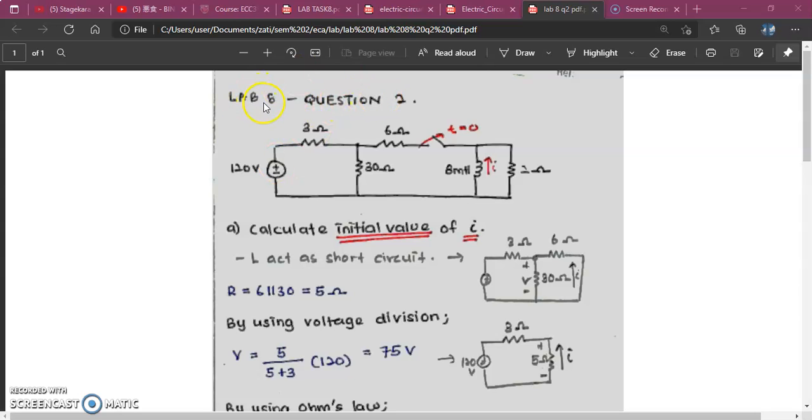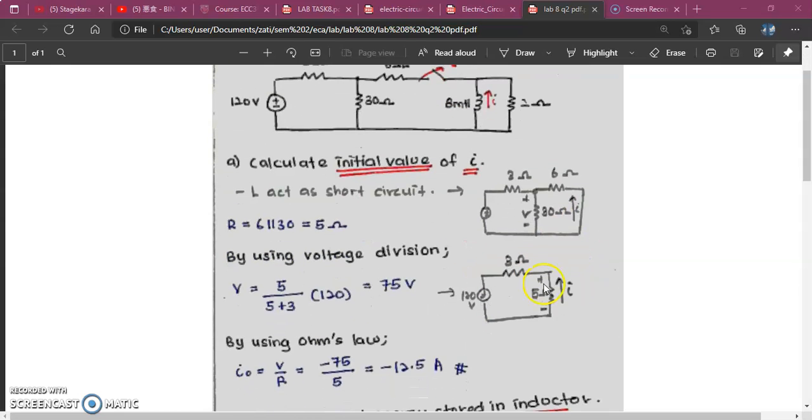for lab 8. So this is the circuit that is given. Okay, so A, calculate the initial value of I. Initially the switch is closed, and this is how the circuit will look. When the switch is closed, the inductor will act as a short circuit, like over here.